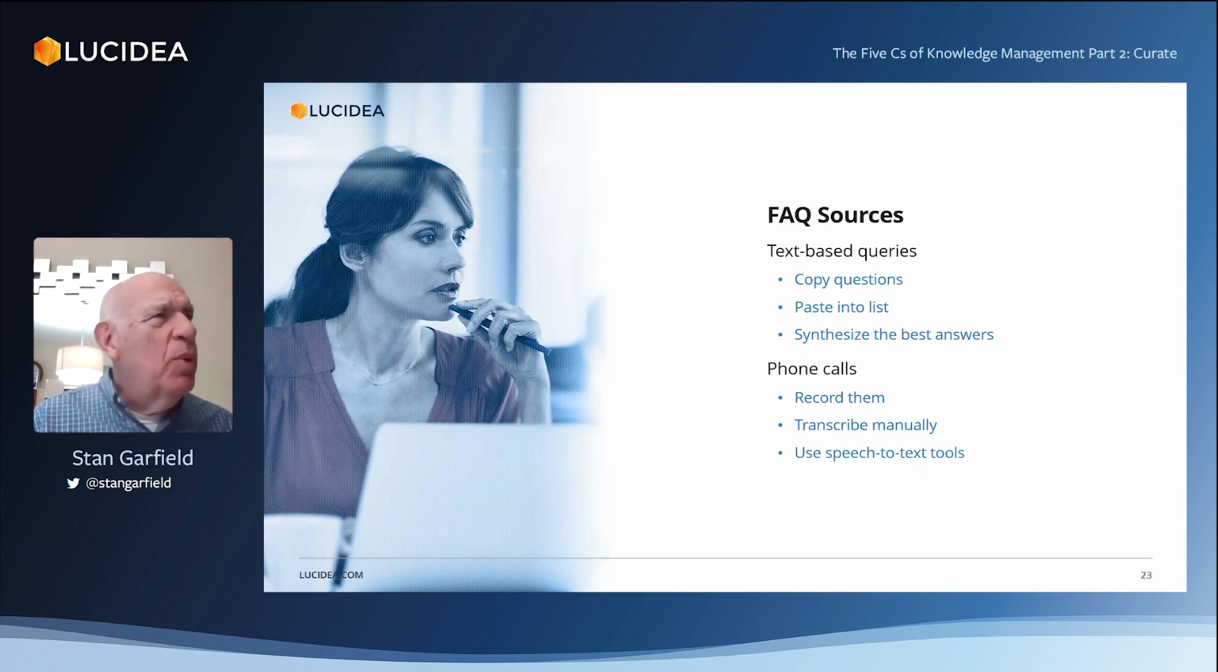So let's say there's one question asked and there's 5 answers provided. What you end up doing is you copy some of each of the 5 answers and put them together and edit them slightly into one really good coherent answer. That's what you want to have in your FAQ.